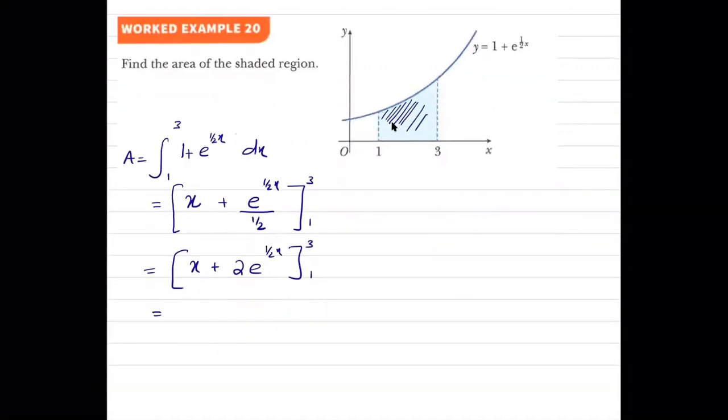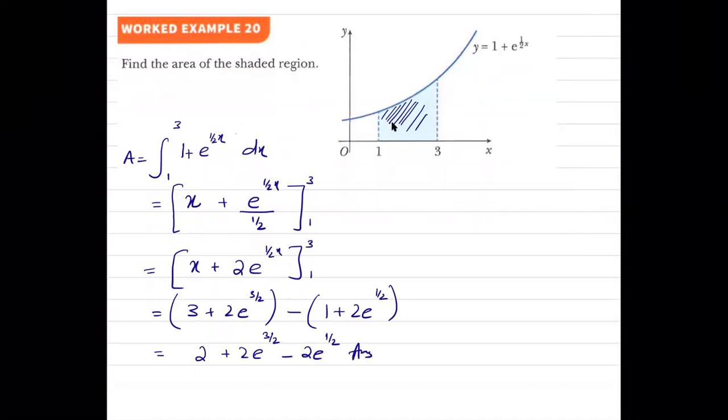Apply the limits first. When you apply 3, you're going to get 3 plus 2 e to the power of 3 upon 2. Minus when you apply 1, you get 1 plus 2 e to the power of 1 upon 2. So 3 minus 1 is going to be 2 plus 2 e to the power of 3 upon 2 minus 2 e to the power of 1 upon 2. This should be your final answer.